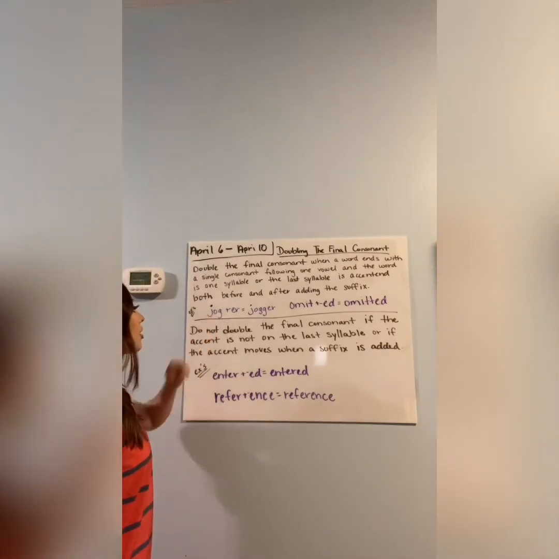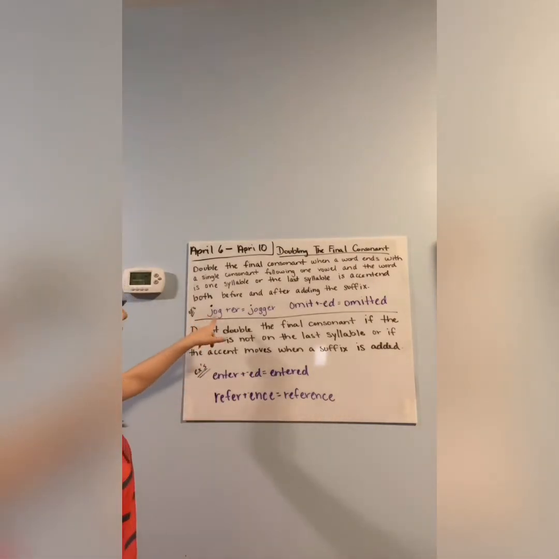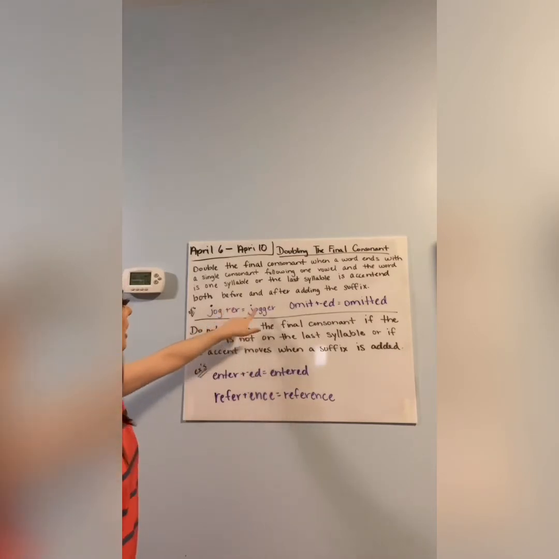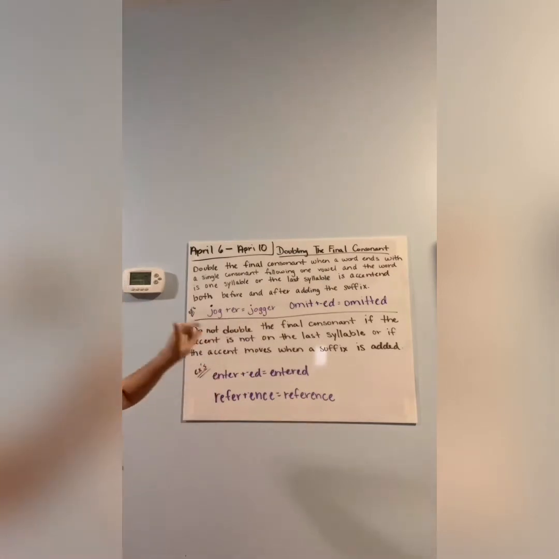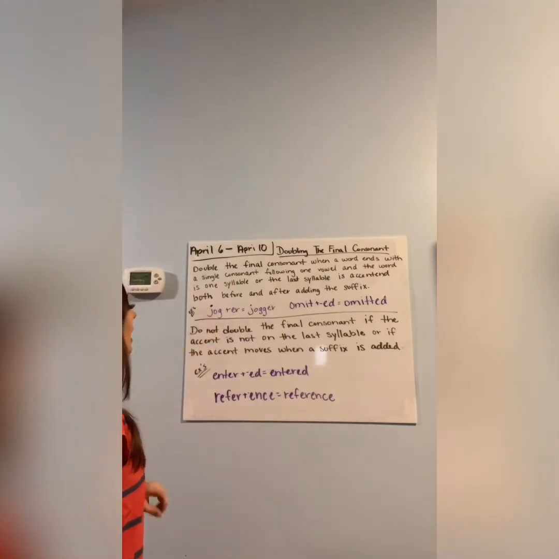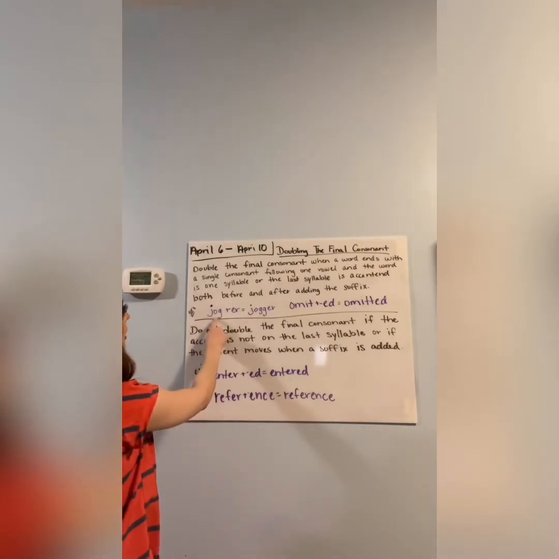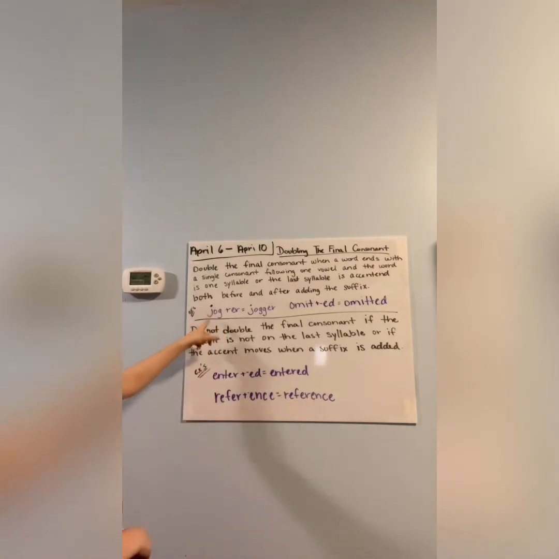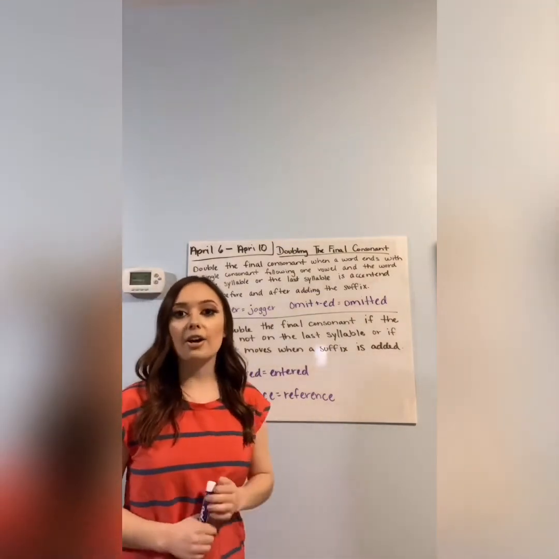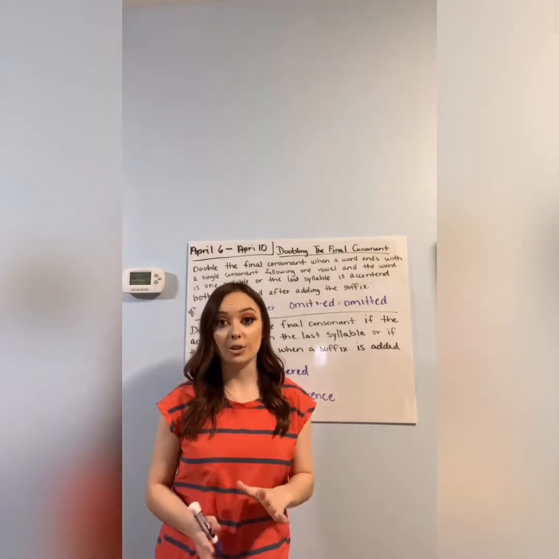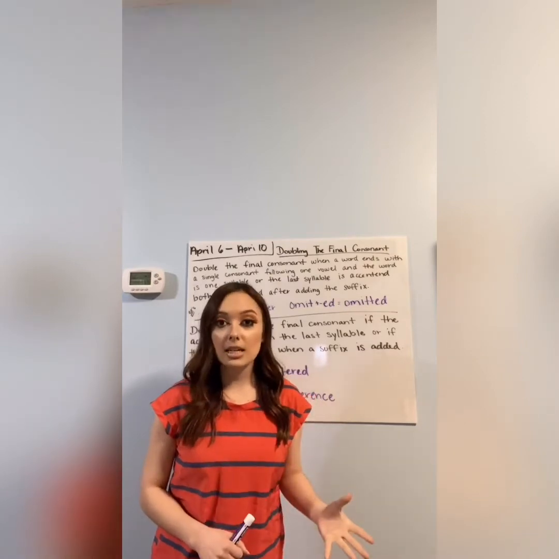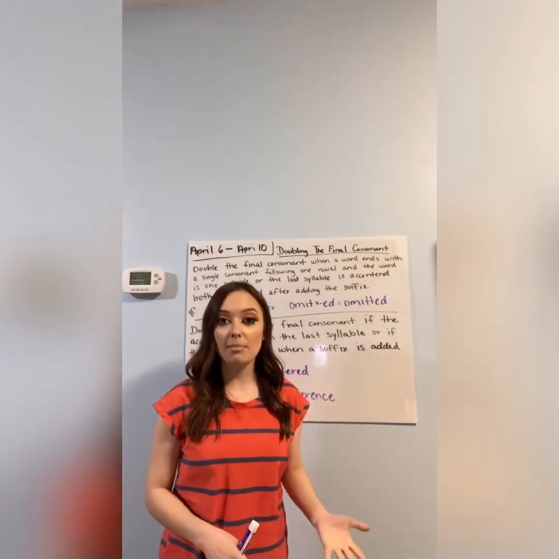We have jog. Okay, so as you can see, we ended up doubling the consonant in jog, and it became jogger. And we did this. We doubled the final consonant in this word because this word, jog, it ended with a single consonant that followed a vowel. So remember, your vowels are A, E, I, O, and U. And then your consonants are everything in the alphabet except vowels.